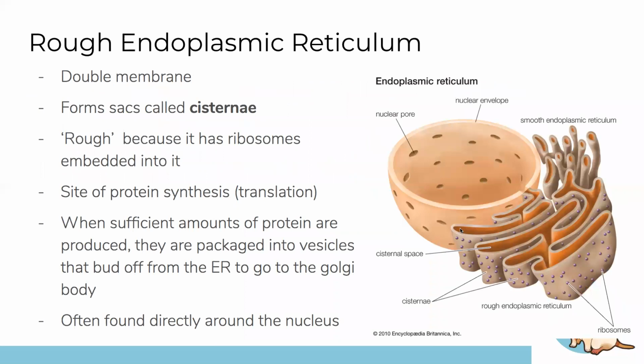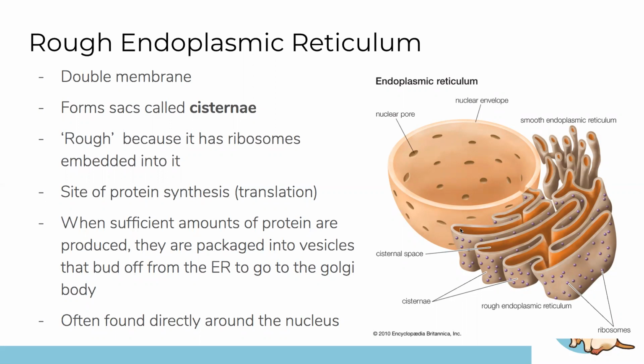So the rough ER has ribosomes embedded into it, and has sacs called cisternae. It's called rough because it has ribosomes in it, and the smooth ER doesn't have ribosomes. It's a site of protein synthesis because it has so many ribosomes. Once enough protein is made there, they'll ship it off to the Golgi apparatus.